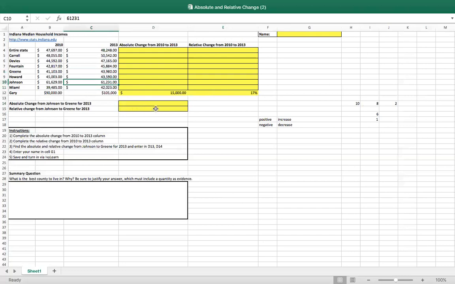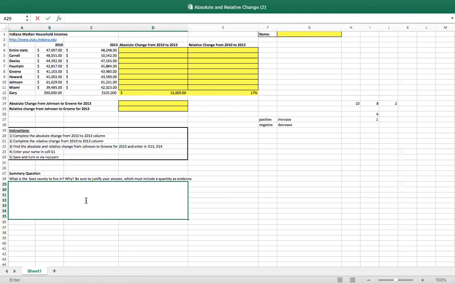What else do I want to say? This is a pretty freebie question. What's the best county to live in? Why? Be sure to justify your answer, which must include a quantity as evidence. So again, I'm just trying to get you to think quantitatively here. You're welcome to say whatever you want.